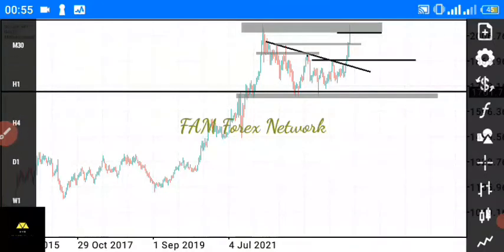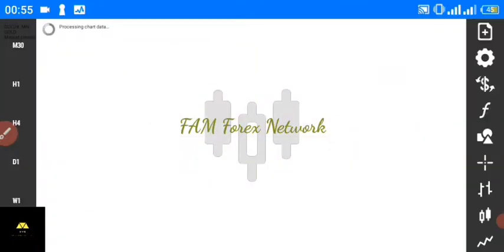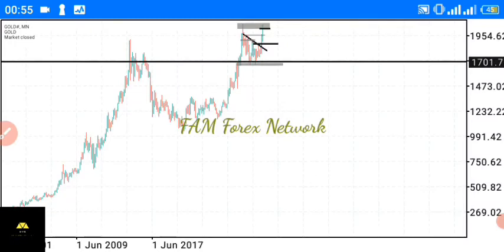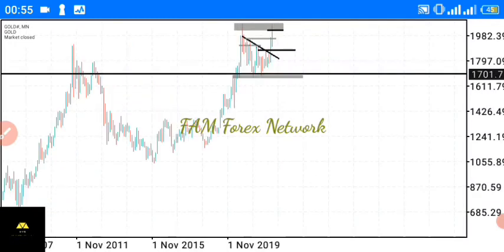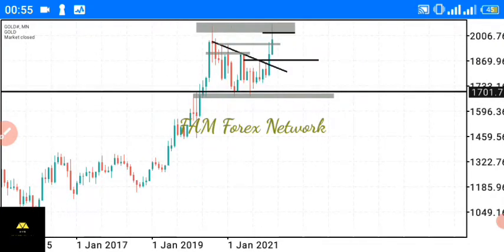Let's go to the monthly. Yeah, good. Monthly, you can see, let's just let it load. You can see the monthly that is formed. It just formed a double top, and normally we should be expecting gold to reach a particular level. You can see it just formed this double top right there.